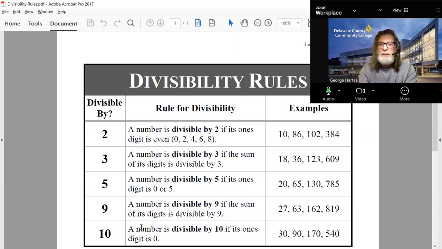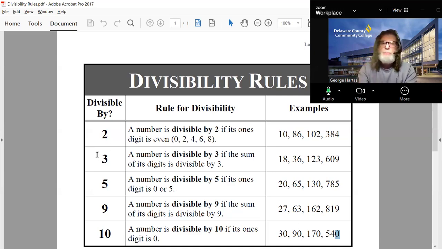Let's jump over 9 and come down to 10. A number is divisible by 10 if its ones digit is 0. So if the ones digit of that number is 0, 10 divides into that number evenly with no remainder. And I think that also makes intuitive sense, correct? Think, for example, 10, 20, 30, 40, 50, 60. 10 divides into those numbers evenly with no remainder. And notice how all those numbers have 0 at the end in the ones place value.